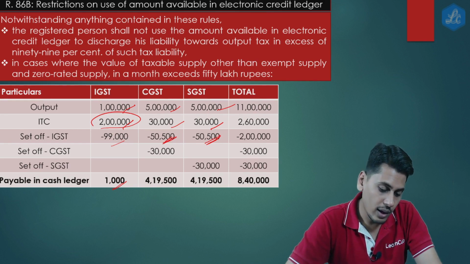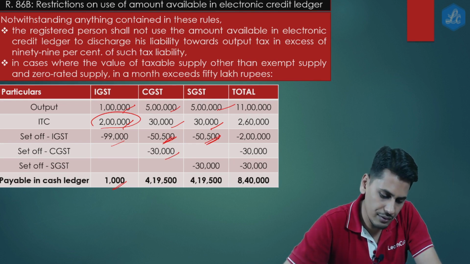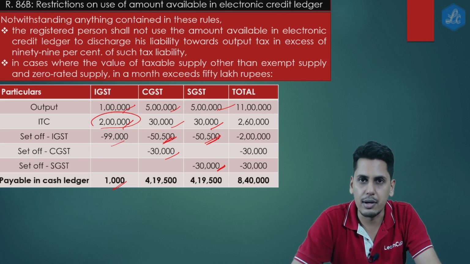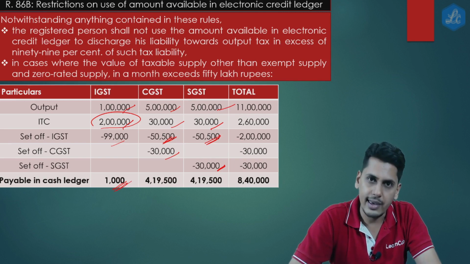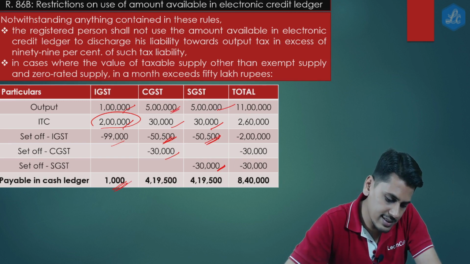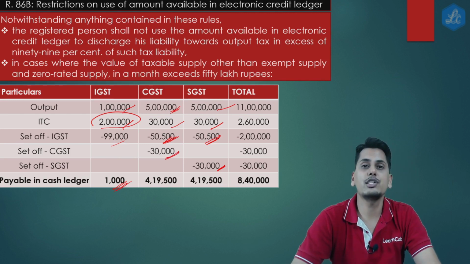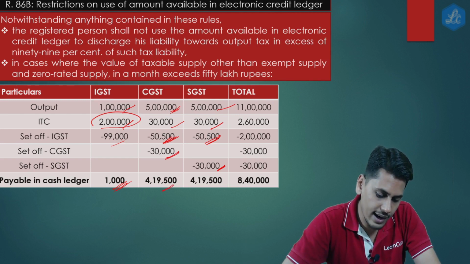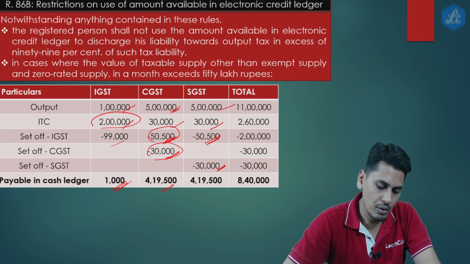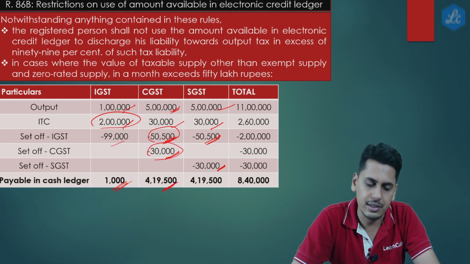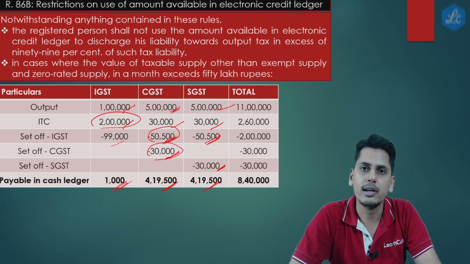Fine. What is the credit available under CGST head? 30,000. I utilize that for CGST liability. 30,000 of SGST, I utilize that for SGST liability. Let's have a check at the figures. IGST, I pay 1,000 from my cash ledger. CGST, 5 lakhs is the output. 50,500 discharged from IGST credit. 30,000 discharged from CGST credit. The balance 4 lakh 19,500. 5 lakh minus 50,500 minus 30,000, 419,500 paid through cash ledger. SGST, same way, 4,19,500 paid through cash ledger.